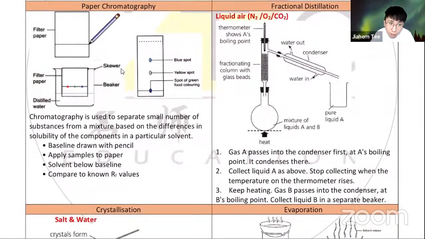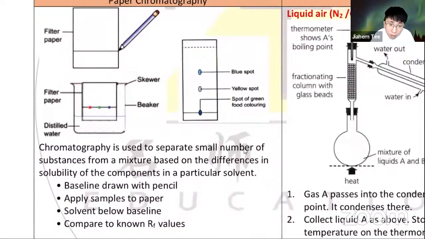Then on the left, you have paper chromatography. This one is also very common, so make sure you know. Chromatography is used to separate a small number of substances based on different solubility. Different chemicals have different solubility, right? So when you do paper chromatography, what you do first is draw your baseline with a pencil, and then you apply samples to the paper. That means you put the sample on the baseline.